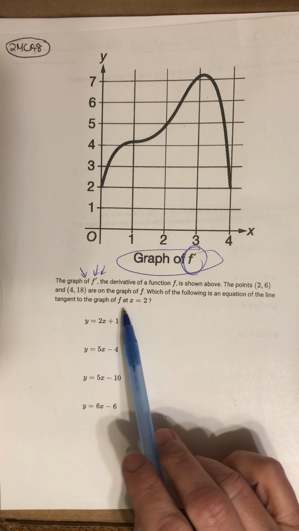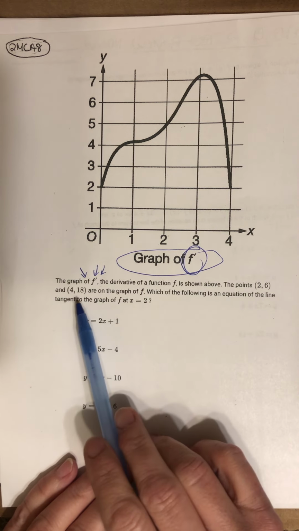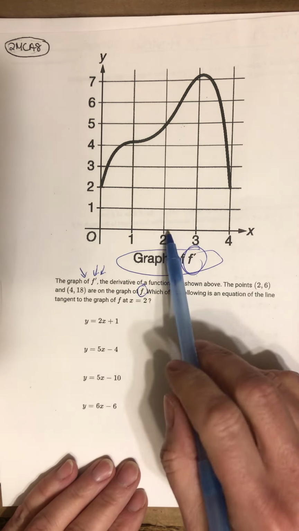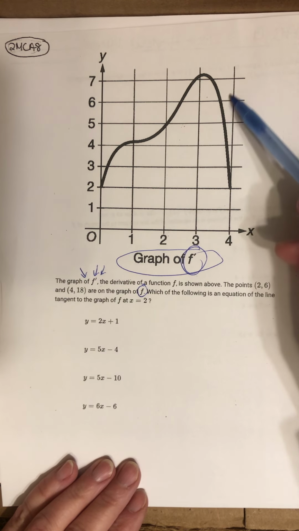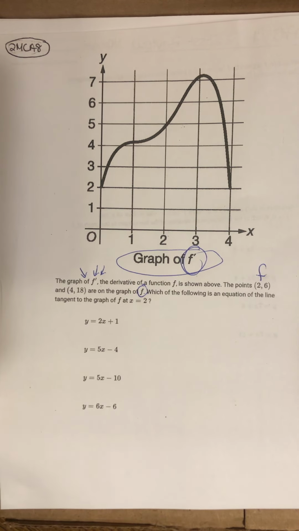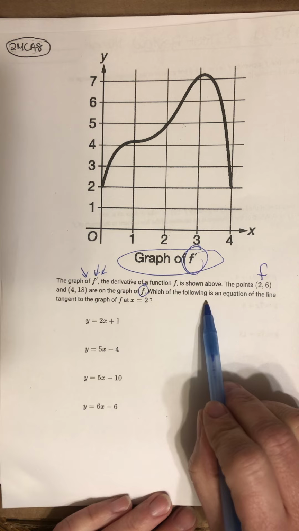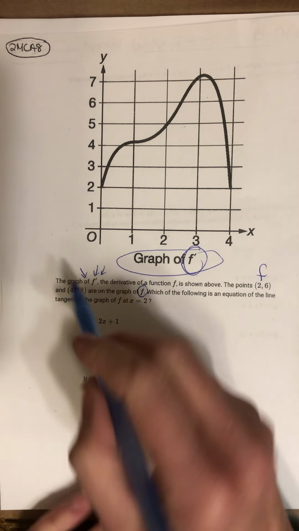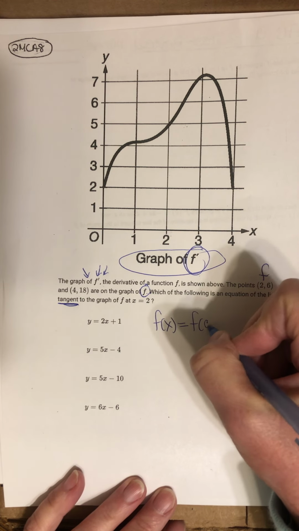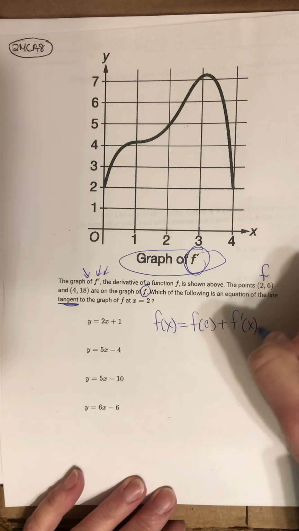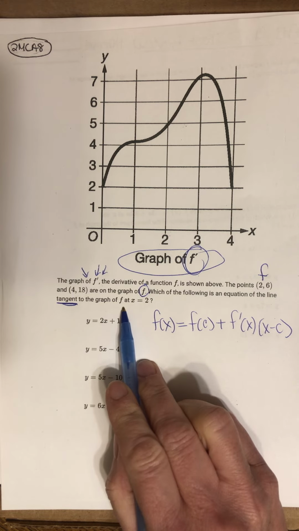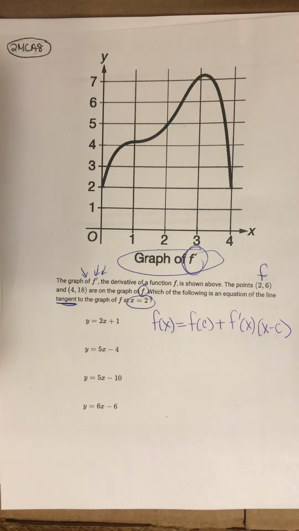Let's continue reading. The points (2, 6) and (4, 18) are on the graph of f. Notice (2, 6) is not on this graph and neither is (4, 18). That's because they are on the graph of f, not the derivative graph. Which of the following is an equation of the line tangent? Stop right there. Let's write the equation of a tangent line to the graph of the original function, which we are not given, at x equals 2.